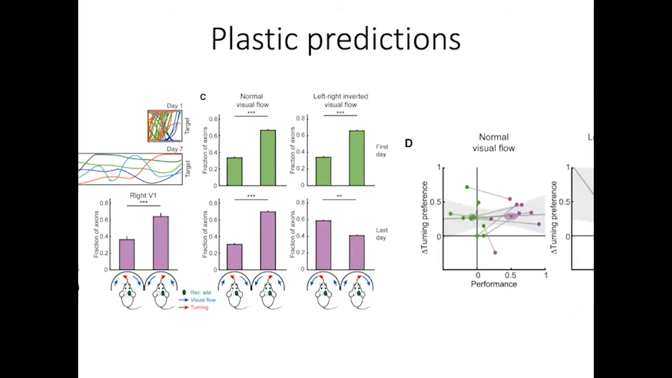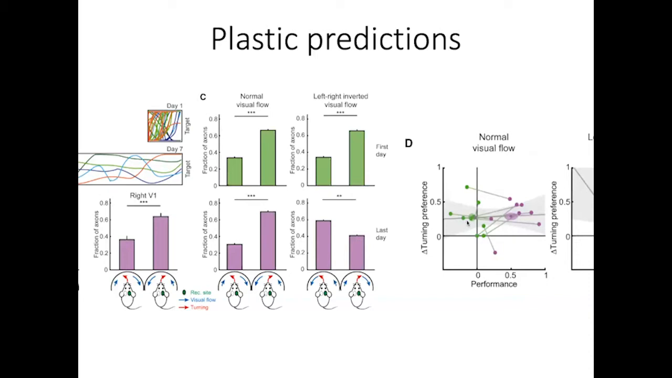And yeah, so this is just a tuning index. It shows that it doesn't affect performance. If you have normal visual flow, the performance stays the same. This is on the y-axis. Sorry, the performance is here, and then it's the tuning preference, and it's sort of uniform in the beginning. Then it changes, but the performance is more or less unaffected. A bit faster. Sorry.